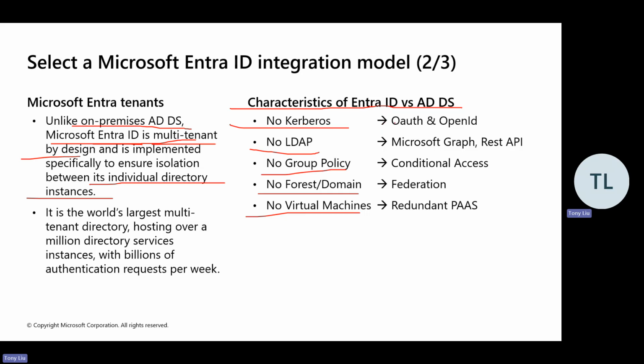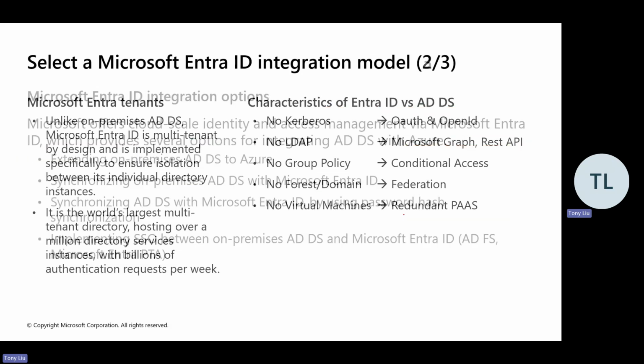Instead, the authentication is using OAuth. That's Open Authentication or OpenID, not Kerberos. The protocol is the Microsoft Graph REST API. There's no LDAP. There's no group policy. You can configure conditional access. There's no forest or domain. It has federation. And there's no virtual machine. It's a redundant platform as a service.